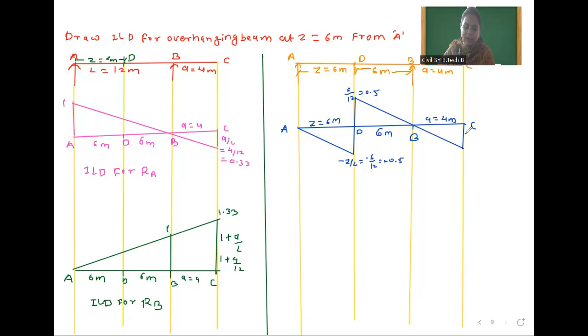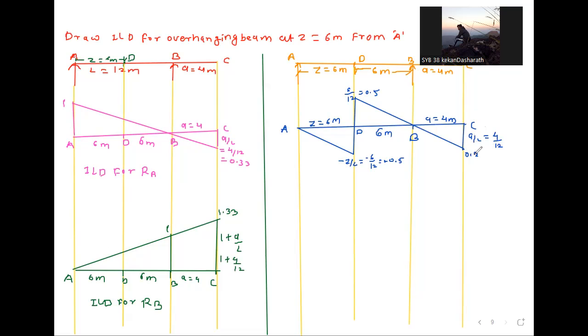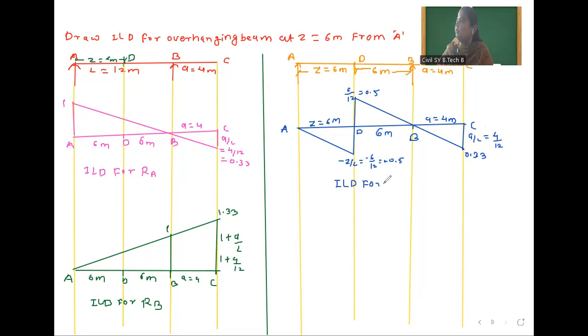After that, here the value is how much? Here A divided by L, which is equal to 4 divided by 12. So this value is how much? 4 by 12, 0.33. So this is the ILD for shear force at Z which is equal to 6 meter from A. Then the last diagram we will draw is the ILD for bending moment.